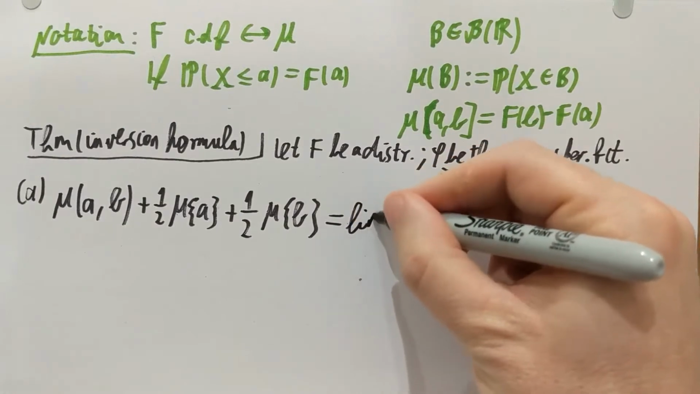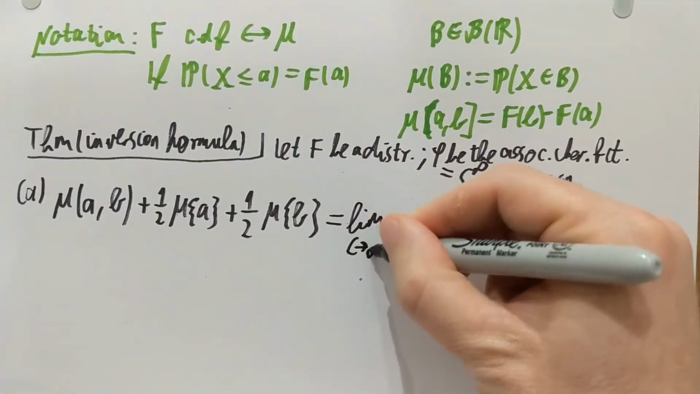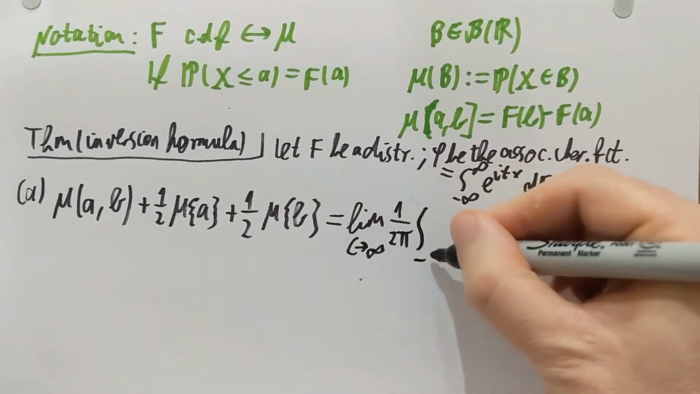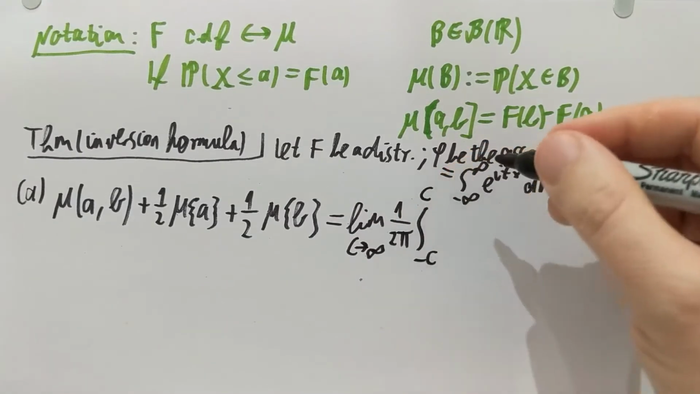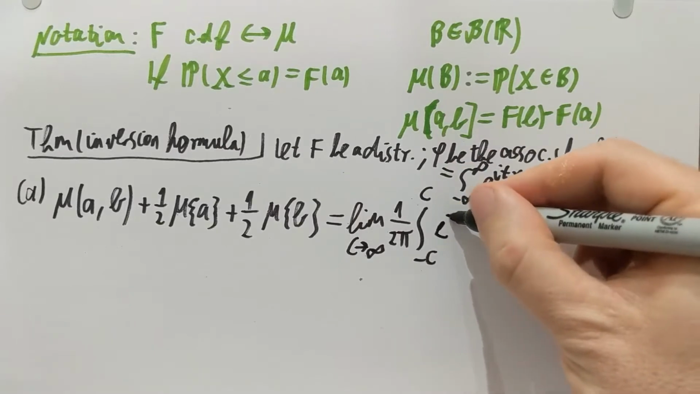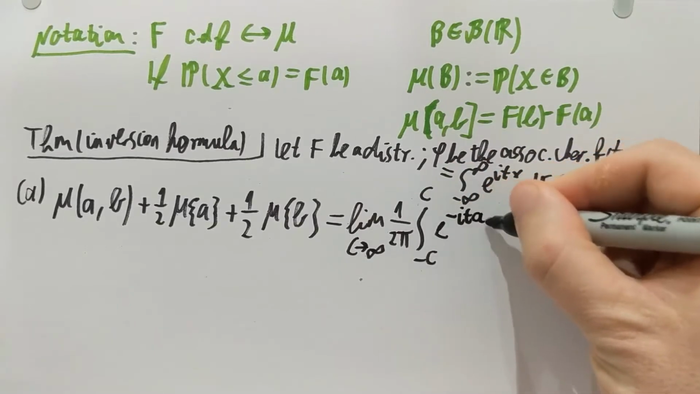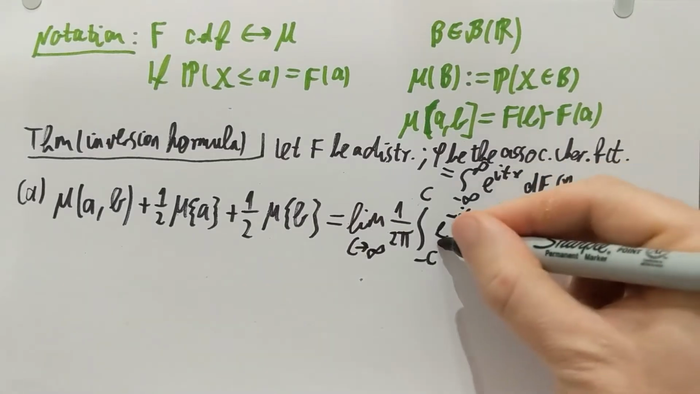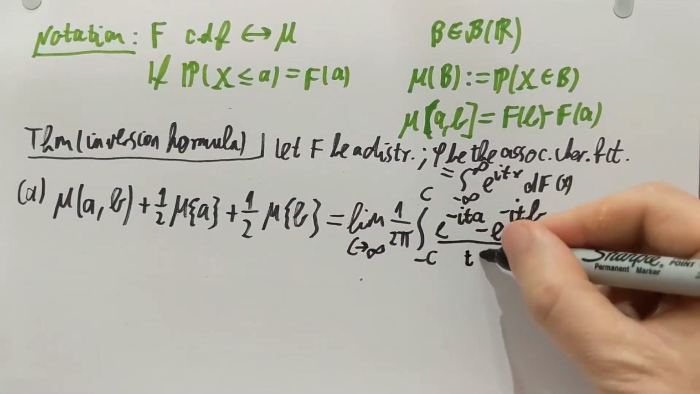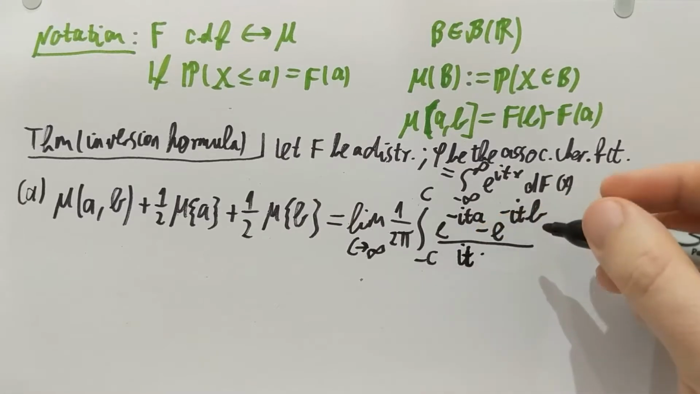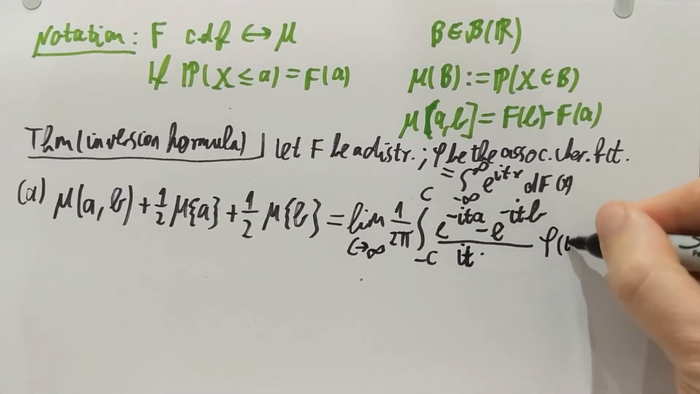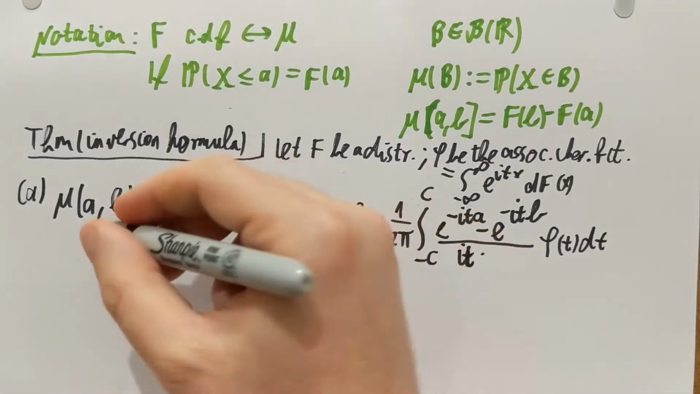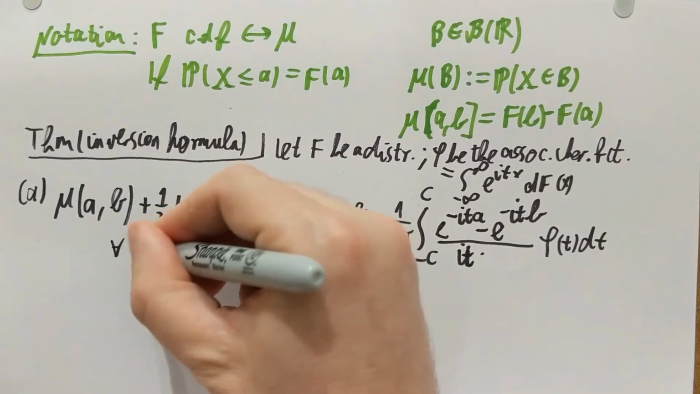Namely, it is going to be the limit as c goes to infinity of 1/2 pi integrate from minus c to c of exponential of minus ita minus exponential of minus itb divided by it, and multiply this by phi and integrate this over the variable t. This is for every a smaller than b fixed real numbers.